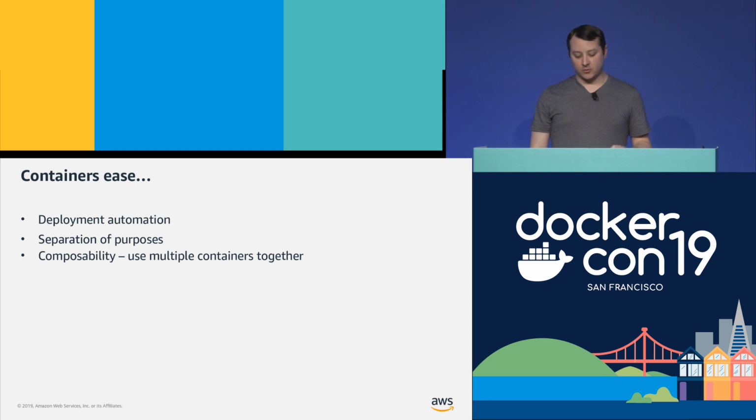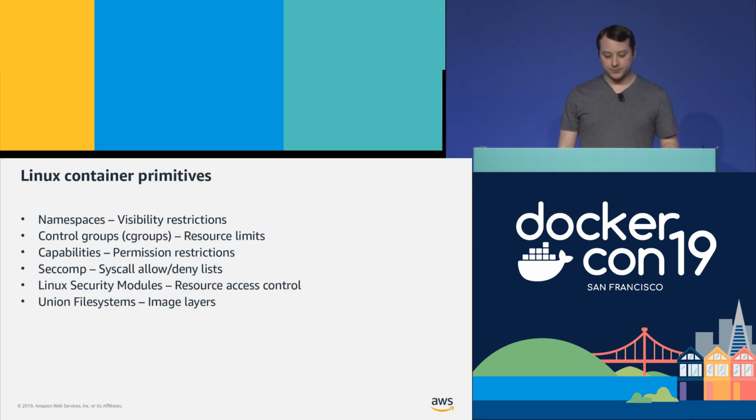So these multi-container workloads end up making up the basic unit of deployment in the form of Kubernetes pods and ECS tasks. Containers on Linux are made out of a number of different primitives in the Linux kernel. There's enough here for a talk on its own, but I do want to touch on them briefly because they make up a lot of the flexibility of containers.